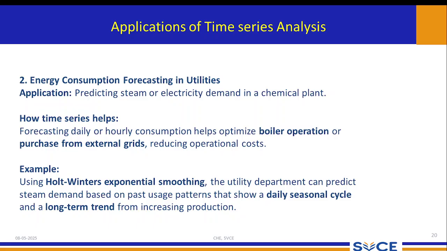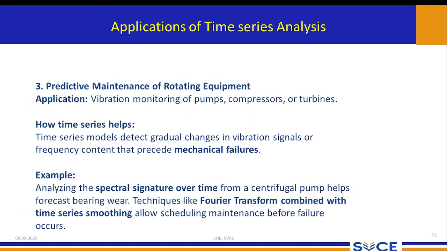So predicting the steam or electricity demand in a chemical plant is a must. Forecasting daily demand or hourly consumption helps optimize the boiler operation, purchase from the external grid, or reduce the operational cost. The utility department can predict the steam demand based on the past usage pattern, which is time series data that shows a daily seasonal cycle and a long-term trend from increasing production. So this is an example of time series data for energy consumption.